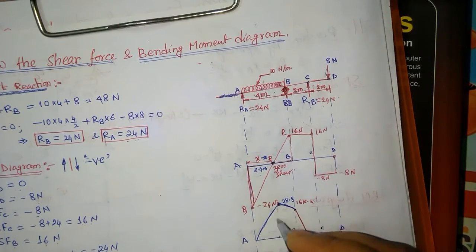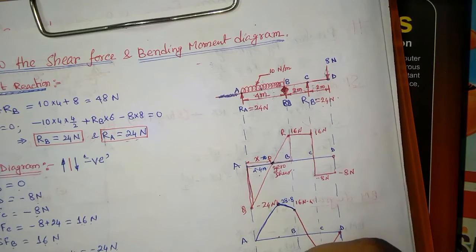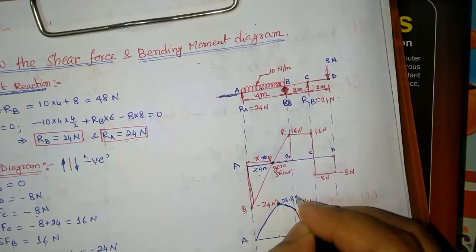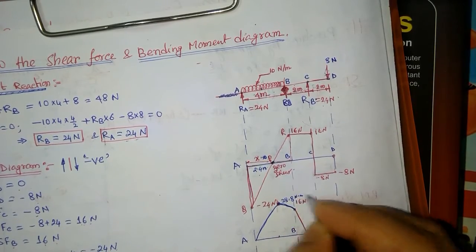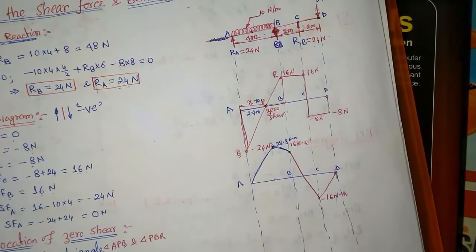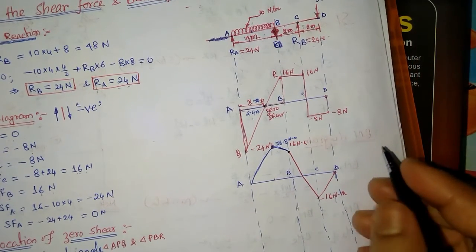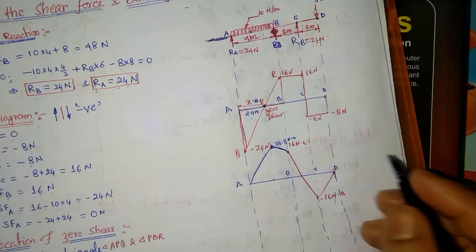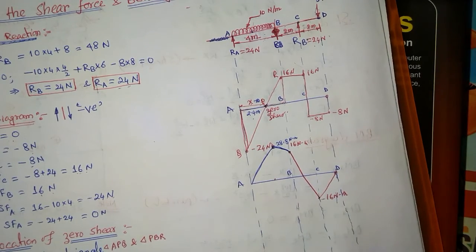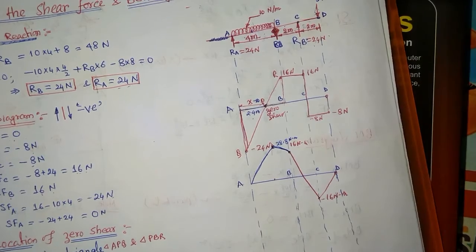Okay, so it looks like this, and this is our 28.8 Newton meter. So this is the bending moment diagram. So wherever there is shear force, the bending moment diagram will always be one order higher. Okay, so this we got as a bending moment diagram and shear force diagram. Okay, so I think you have understood.